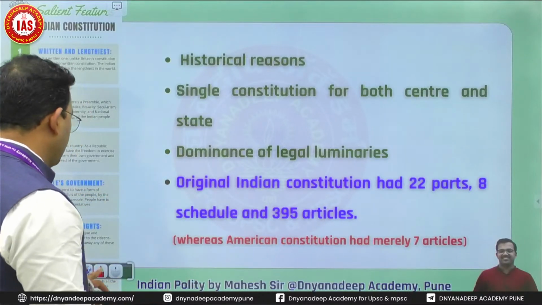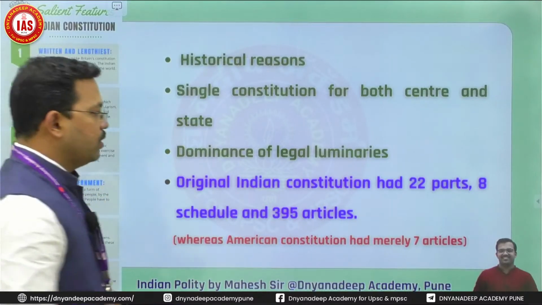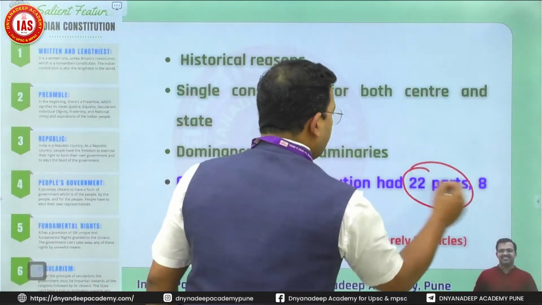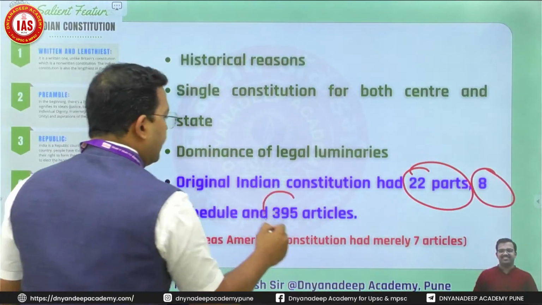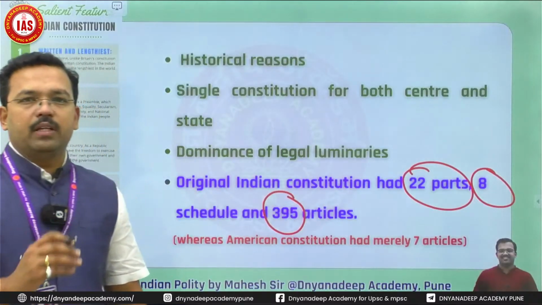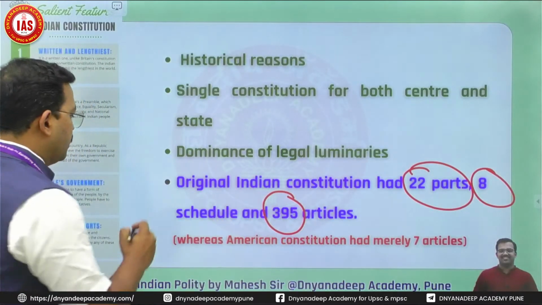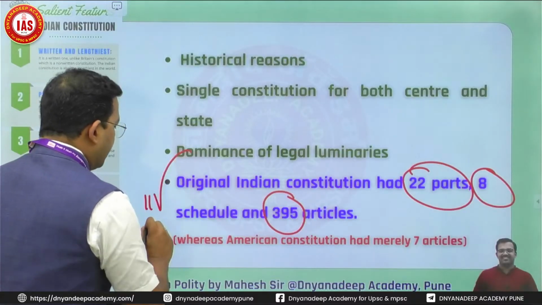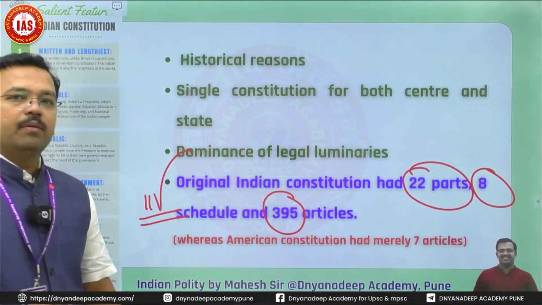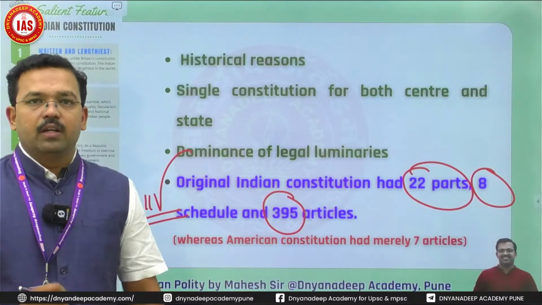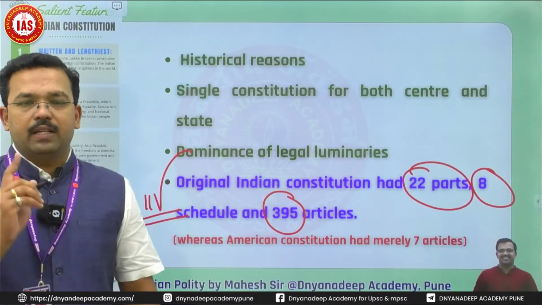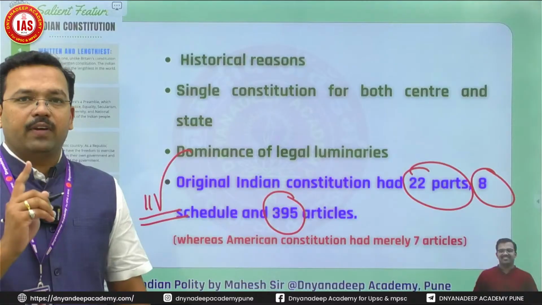When we look at the Indian Constitution, the original Indian Constitution had 22 parts, 8 schedules and 395 articles. Normally, I do not suggest remembering facts in Indian polity, but this is a very crucial fact that every Indian must know. So when we brought this Constitution, it had 22 parts, 8 schedules and 395 articles.